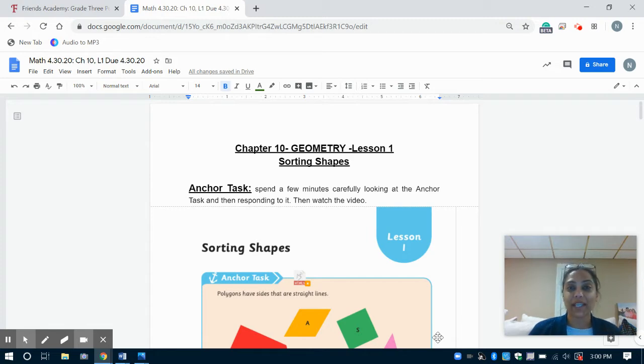So, geometry is the focus on shapes and figures and all kinds of things that have to do with that. You might have some previous knowledge about shapes. This lesson has to do with sorting shapes. So, think about what the word sort means: organize. So, we're looking at this lesson.